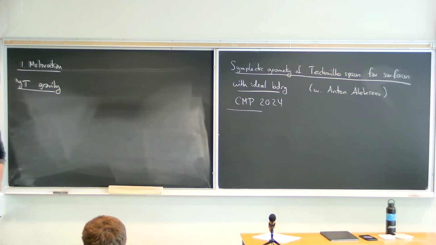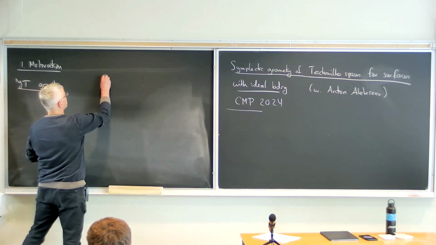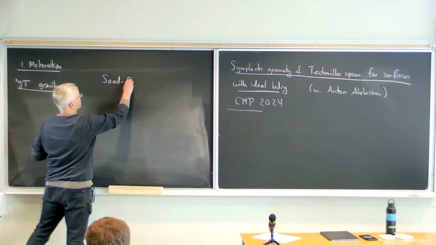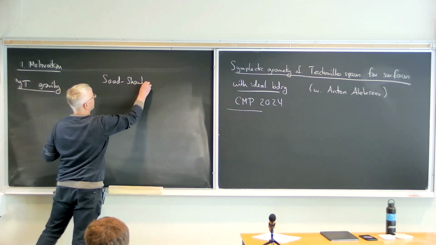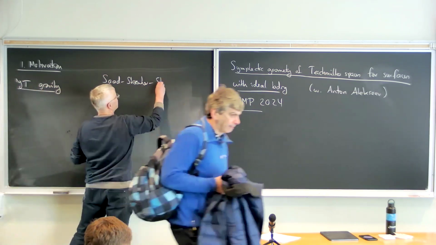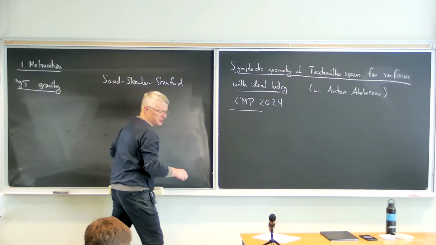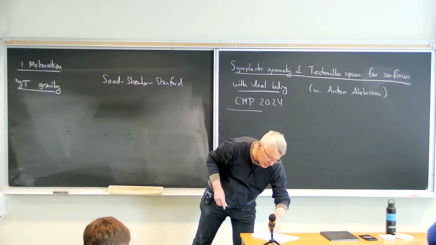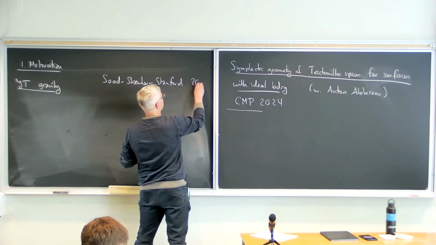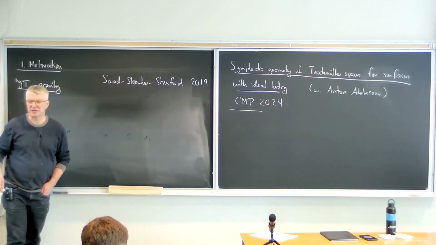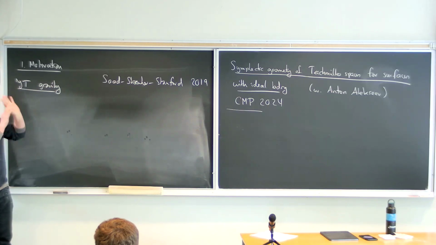Anton had suggested that we should look at those recent papers on JT gravity because they include some very nice pictures. The papers I'm talking about are especially Saad, Shenker, Stanford, a famous one, from 2019, and then others written mostly with Stanford as a co-author.